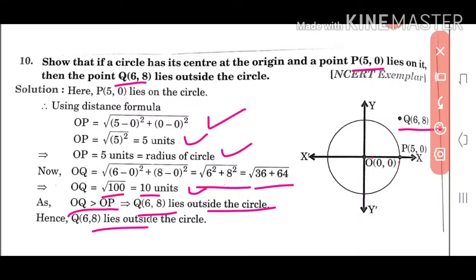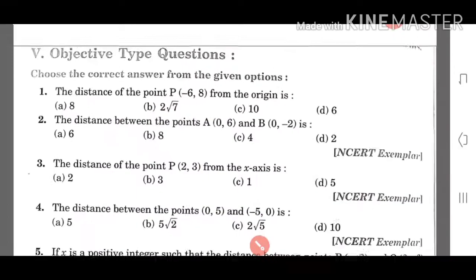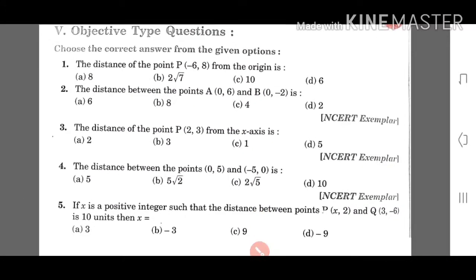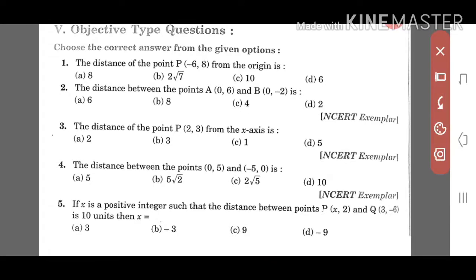I hope you understand this solution. Multiple choice questions I will give you, and you will do them yourself. The origin means (0, 0), so you find the distance from it and check which answer is correct. Distance of these points is very simple; you can find the distance of a point from the x-axis. You mark it and find the distance. This is very simple.